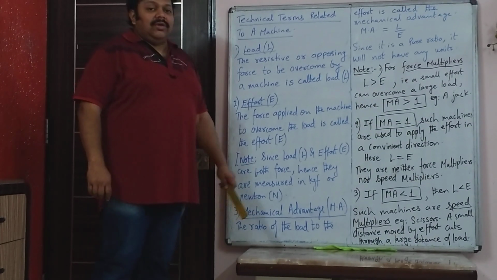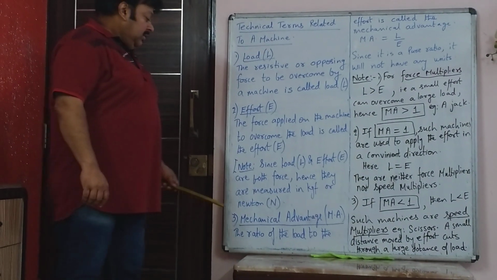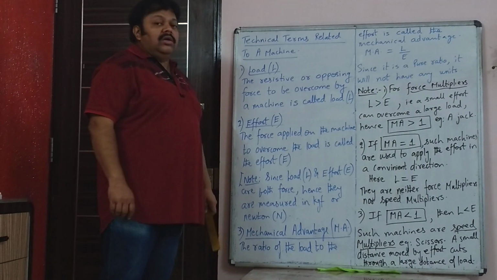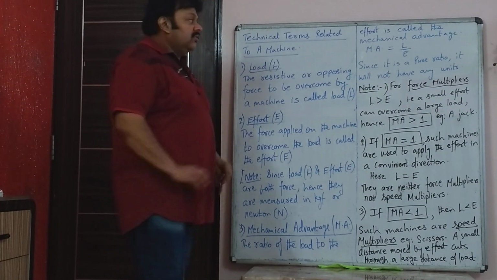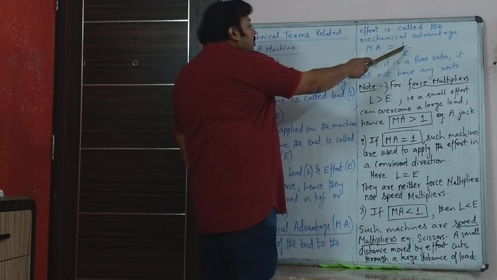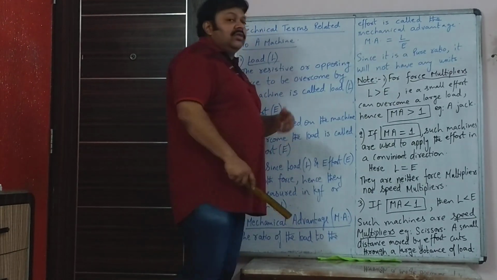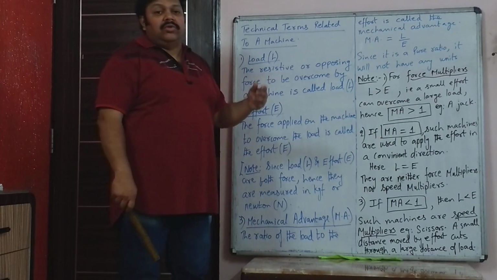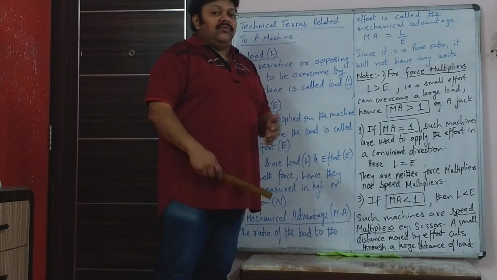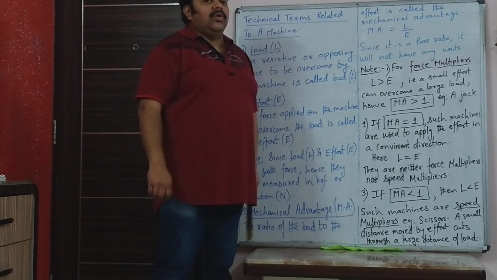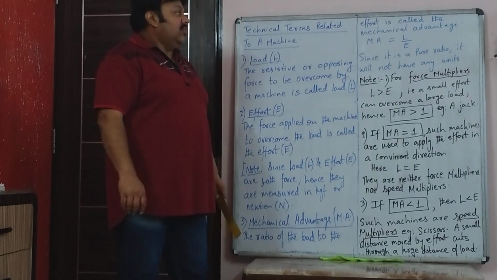Now mechanical advantage, MA. The ratio of the load to the effort is called mechanical advantage. So the MA formula is load upon effort. Now what is load measured in? If load is in Newton, then effort is also in Newton. So there will be no unit because it's a pure ratio. MA will have no unit.